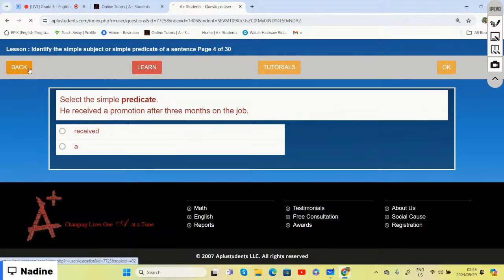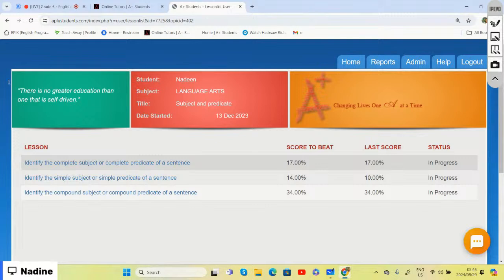All right. So this is now the end of our lesson on subject and predicate. We said all sentences need to have a complete subject and complete predicate, right? Subject tells us who or what is doing the action, and the predicate tells us the action that the person is doing.